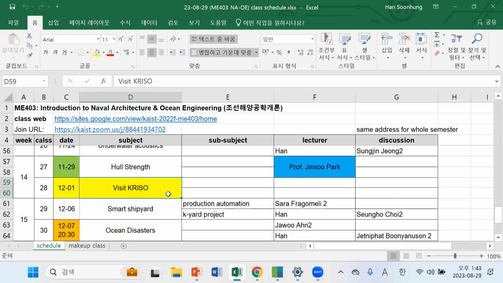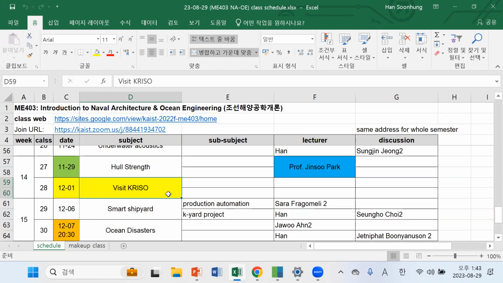Also, as I told you, Samsung Heavy also has a research center nearby. They also have a towing tank. A towing tank is an indoor swimming pool, but it's 300 meters long. It is for testing ships. Towing tank.